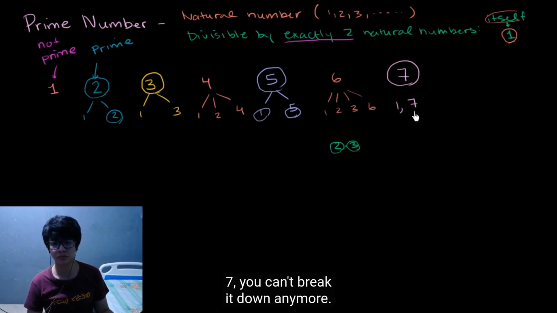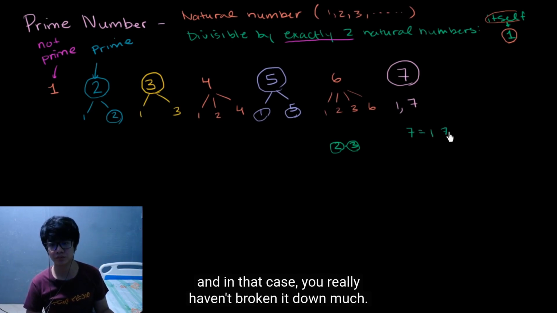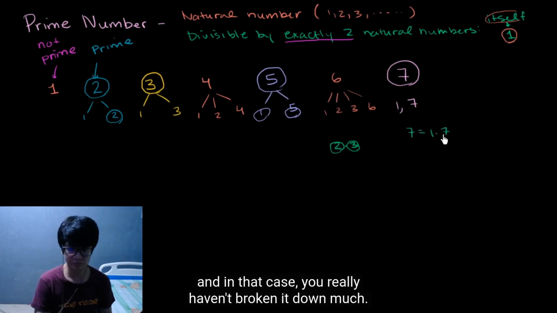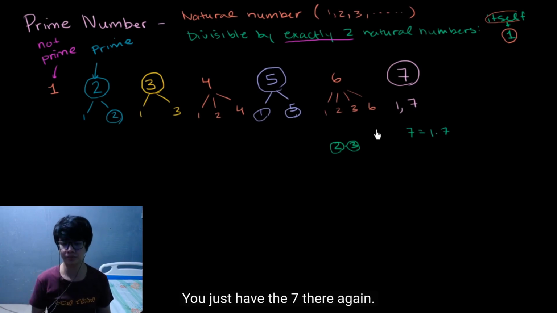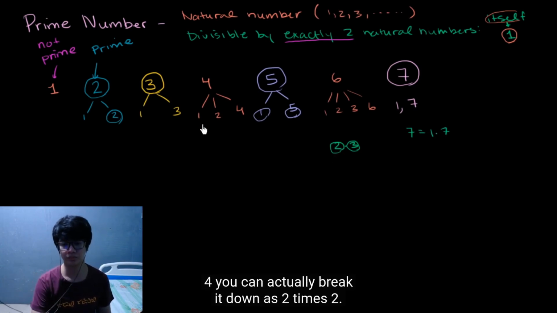7, you can't break it down anymore. All you can say is that 7 is equal to 1 times 7. And in that case, you really haven't broken it down much. You just have the 7 there again. 6, you can actually break it down. 4, you can actually break it down as 2 times 2.